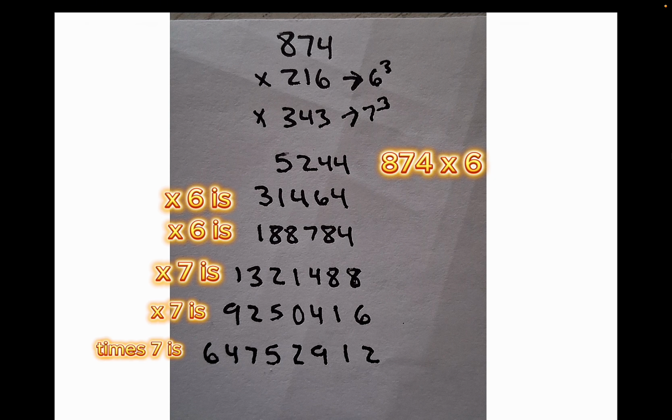And now I'm going to have to multiply that 6-digit number by 3 sevens, 1321488, 9250416. And once I get to the end, I can write down the digits as I go, either right to left or left to right, and come up with the final answer of 64,752,912.